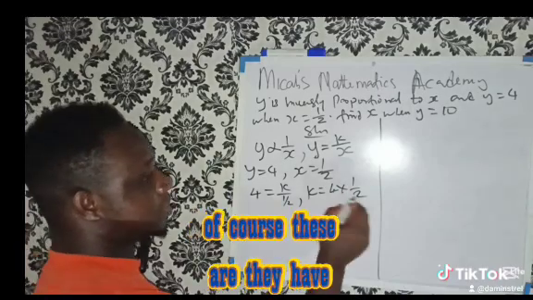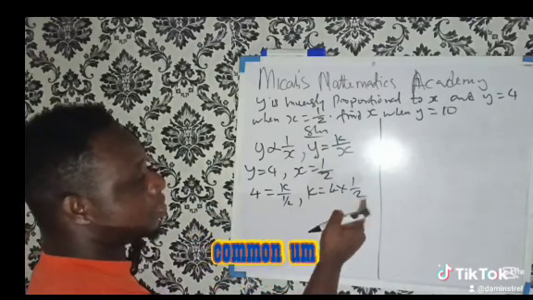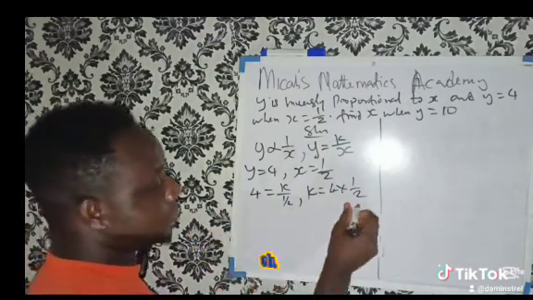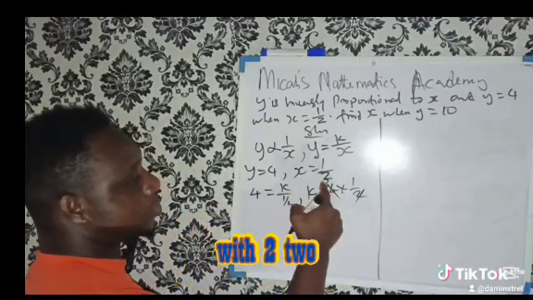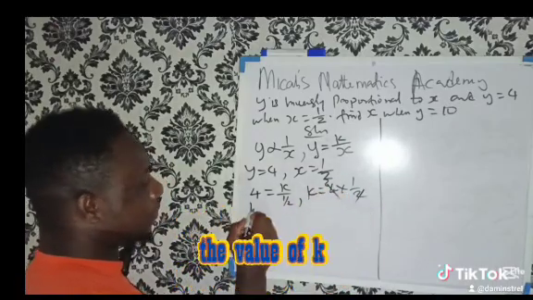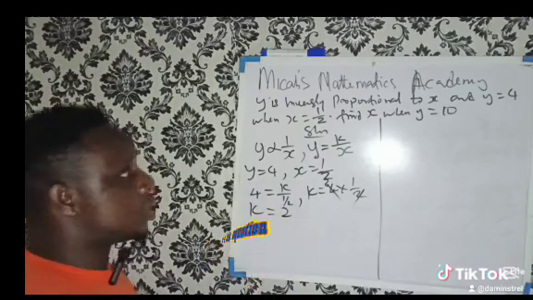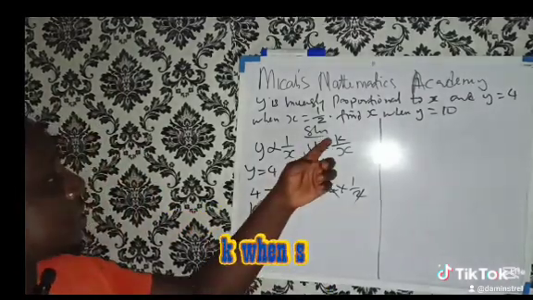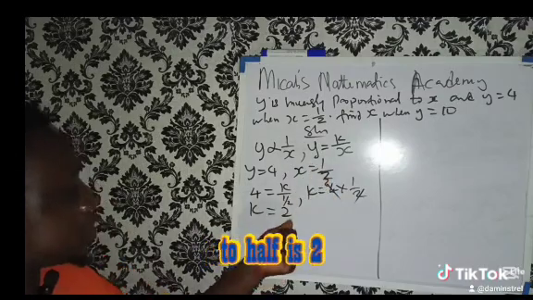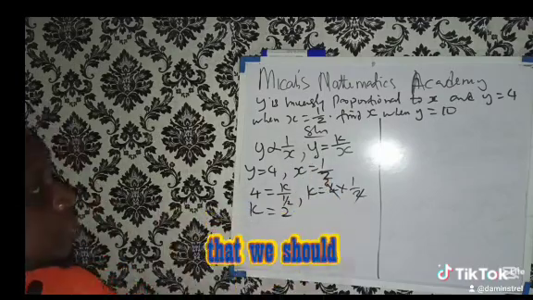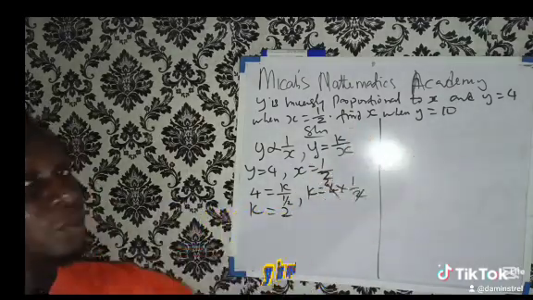Of course, they have a common factor, which is 2. This cancels out, we are left with 2 times 1, which gives us 2. So the value of k is equal to 2. So in this equation, the value of k when y is equal to 4 and x is equal to half is 2. So they went on to tell us that we should find x when y is equal to 10.